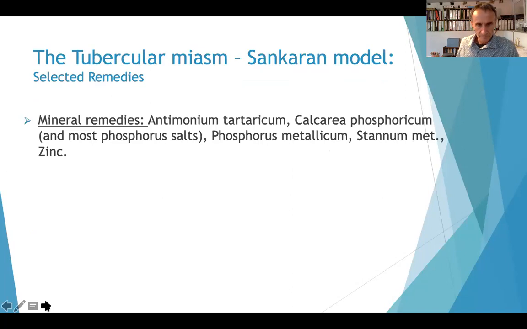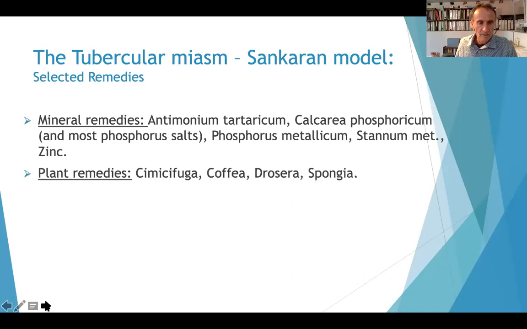Selected remedies, we've got Antimonium tartaricum, also mentioned quite a bit as a possible good remedy for stage 3 COVID-19 disease, where the patient has severe breathing difficulty and lots of fluid in their lungs. Calc phos, most of the phosphorus salts like Phosphatacum, Stannum metallicum, known as a good tuberculosis remedy, and Zinc. From the plant kingdom, we're probably familiar with Coffea, Drosera, and Spongia, very well-known clinical cough remedies.